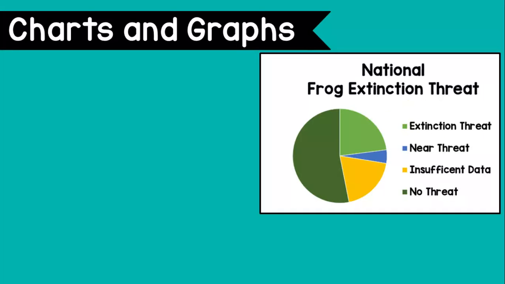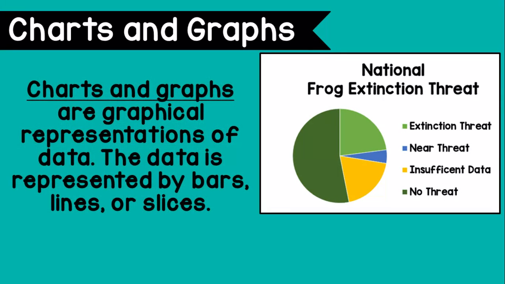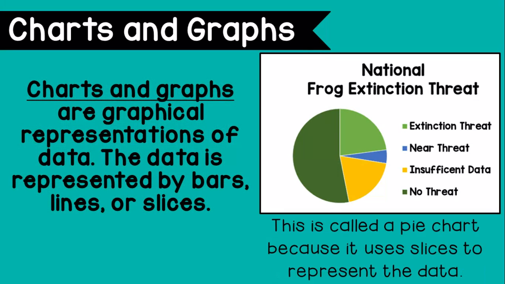So now the last one we have is charts and graphs. You, again, are probably at least a little familiar with this from math. Charts and graphs are graphical representations of data. So this data is represented by bars, lines, or slices. So really, this just lets us see data, or lets us see the numbers in a visual aspect.